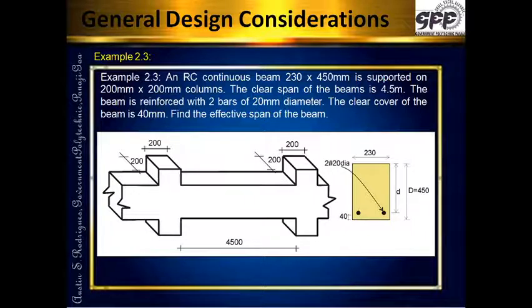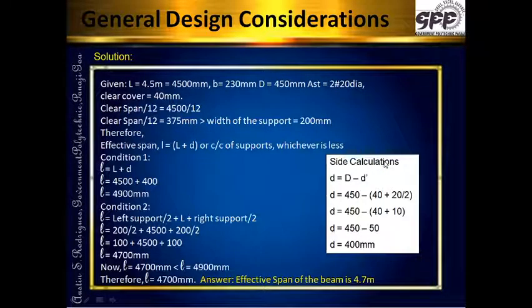So the beam has been given over here. The pictorial view is very clear. The clear span is given over here as 4500. When we look at the cross section, the tension steel is down with clear cover as 40 mm, overall depth as 450, the width as 230 mm. Let us solve this. Let us write the data given.